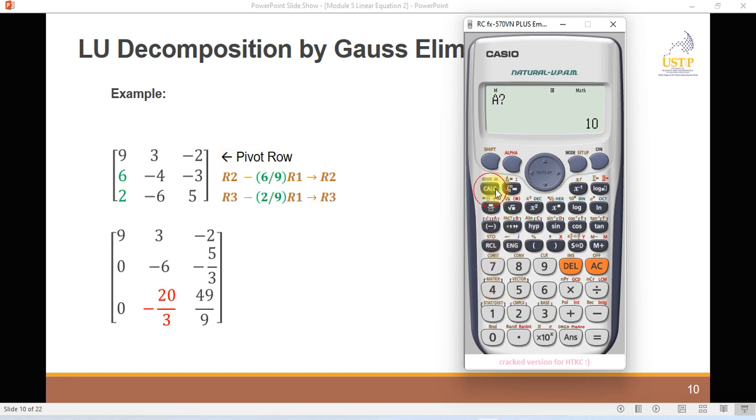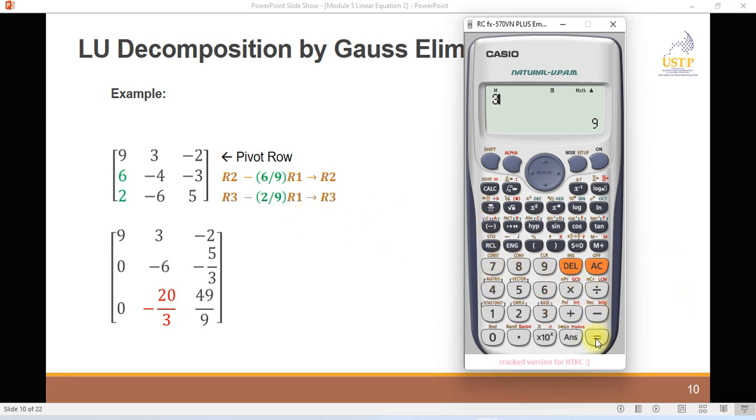Okay, so that is 6 minus 6 over 9 times R1, being 9. So that is 0. There's 0 here. That's why there's 0 here. And then in the second column, we will let A be equal to negative 4.